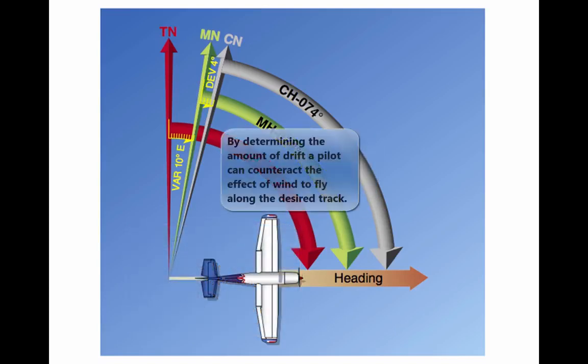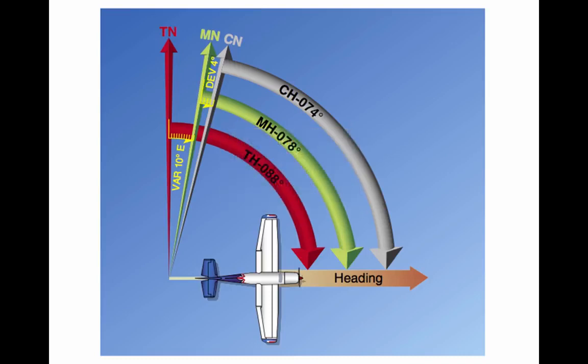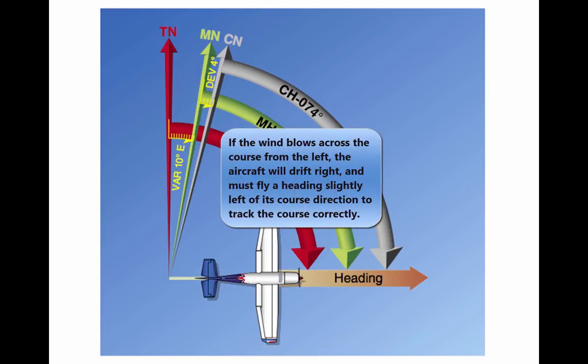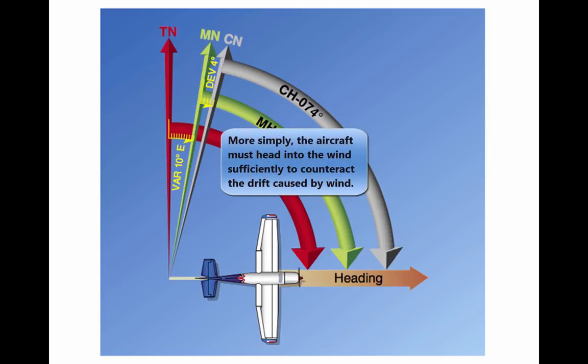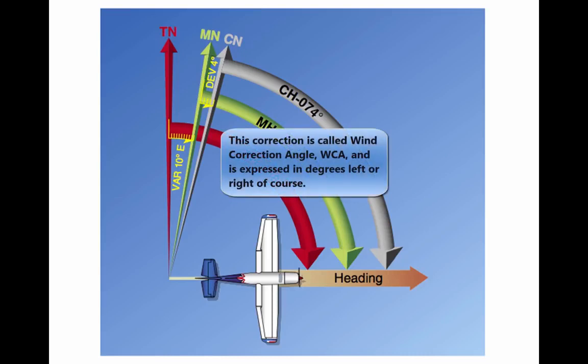By determining the amount of drift, the pilot can counteract the effect of the wind and make the track of the aircraft coincide with the desired course. If the mass of air is moving across the course from the left, the aircraft drifts to the right, and a correction must be made by heading the aircraft sufficiently to the left to offset this drift. To state it another way, if the wind is from the left, the correction is made by pointing the aircraft to the left a certain number of degrees, therefore correcting for wind drift. This is the wind correction angle and is expressed in terms of degrees right or left of the true course.